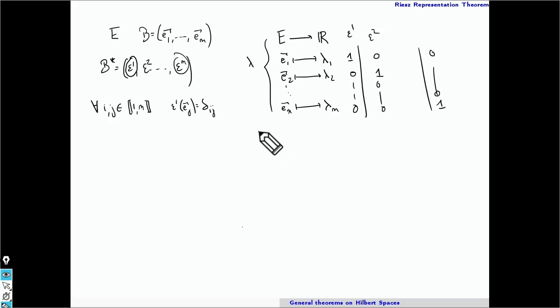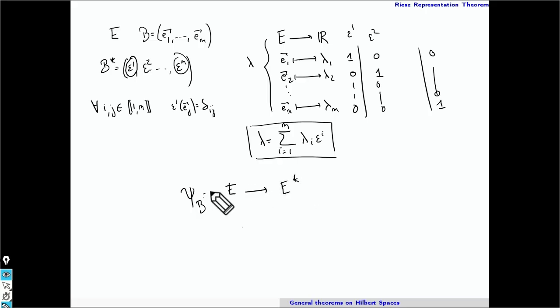And we see that our arbitrary linear form can indeed be decomposed as the sum from 1 to n of lambda i epsilon i. It is a unique decomposition. So lambda 1 times this vector, lambda 2 times that. So what it means is that we indeed have a basis of the dual space and it is of the same dimension. So we can define an isomorphism from E to E dual by mapping every basis vector to the associated dual element.